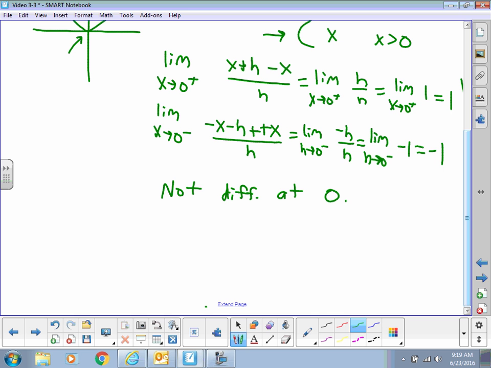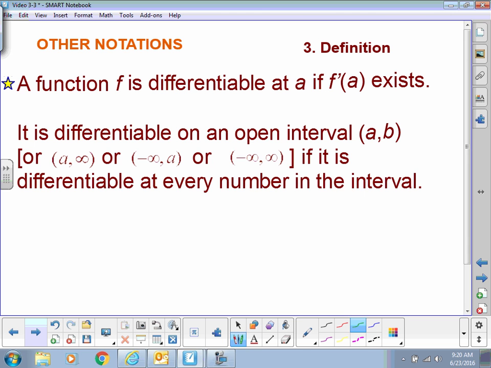Okay, and in general, a function will not be differentiable if there's any corner points or kinks in the graph, which are abrupt changes in the slope. It needs to be a gradual change in the slope for the derivative to exist. A function f is differentiable at a if f prime of a exists. It could be differentiable on the open interval if it is differentiable in every number within that interval. Okay, so both those are kind of obvious, I think.